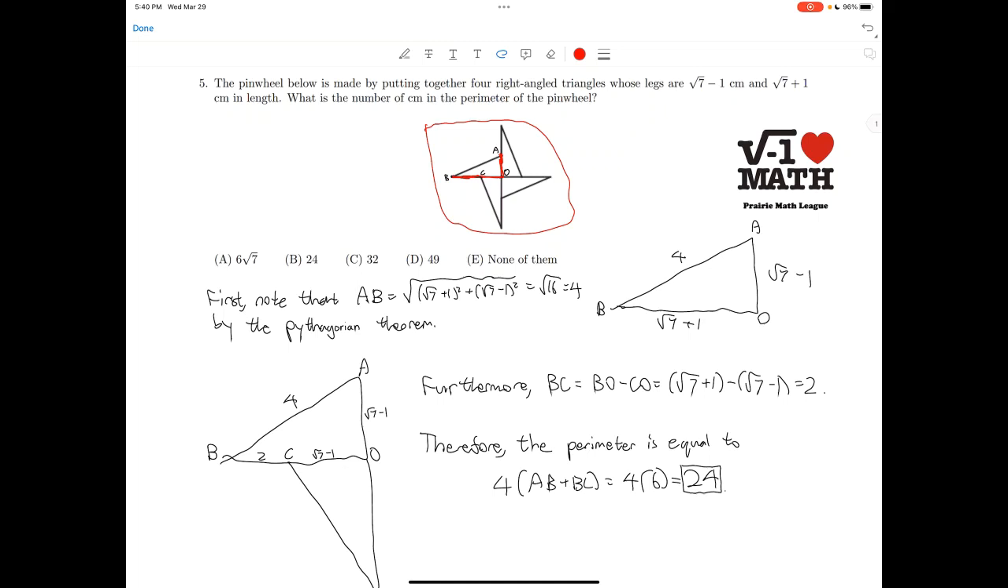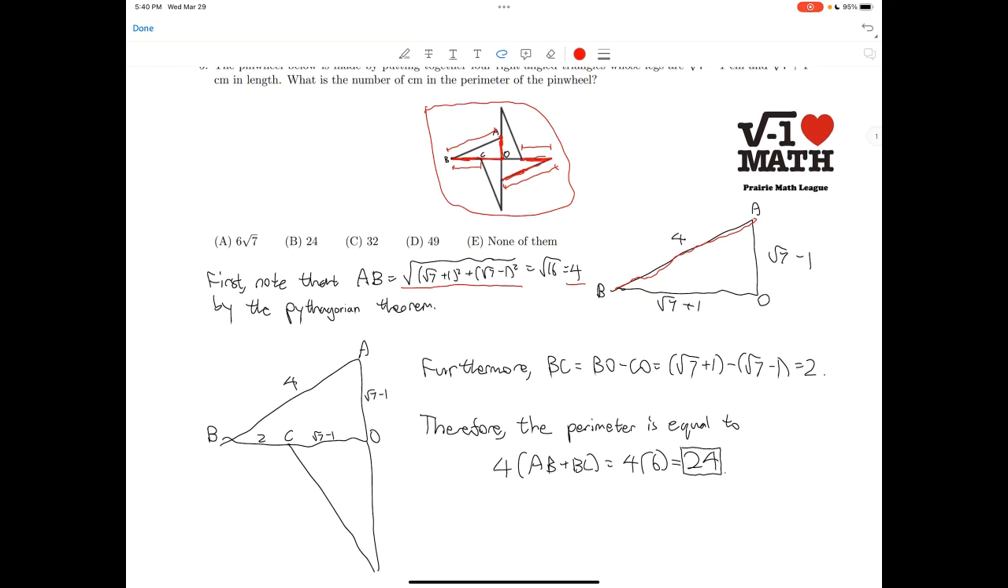So, first of all, notice that we can split this problem into 4 equal subsections. And it's this plus this. Each of these can be split into 2 subproblems, which is finding this length and finding this length. In our case, we'll find AB and we'll find BC. By the Pythagorean theorem, AB is equal to this expression, which is equal to 4. In other words, this is equal to 4 here.